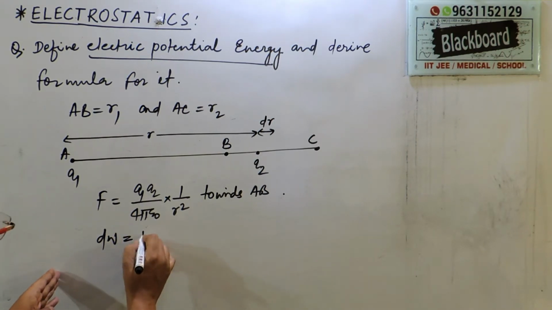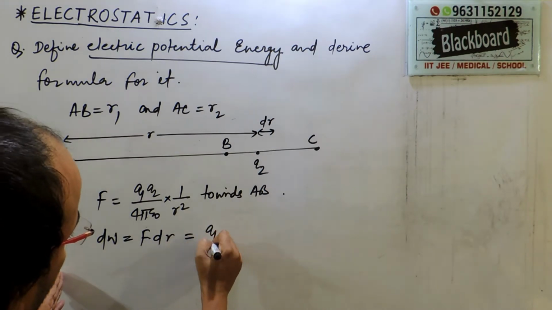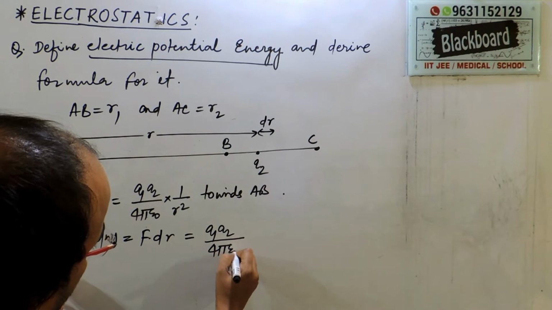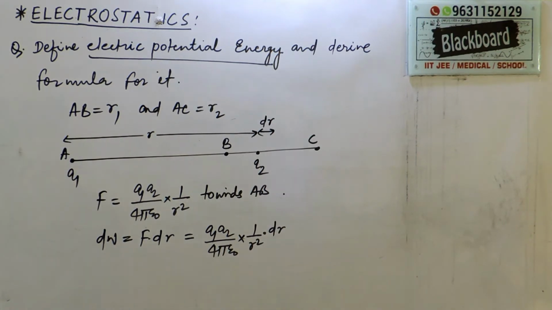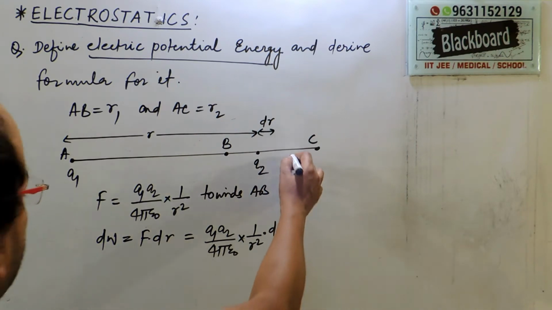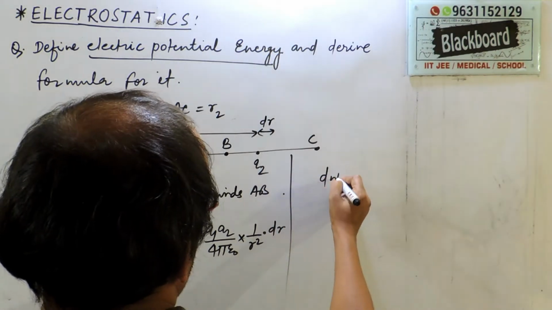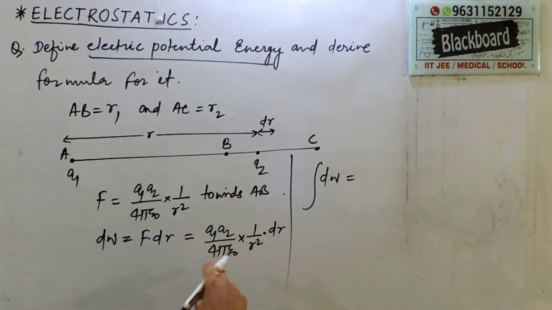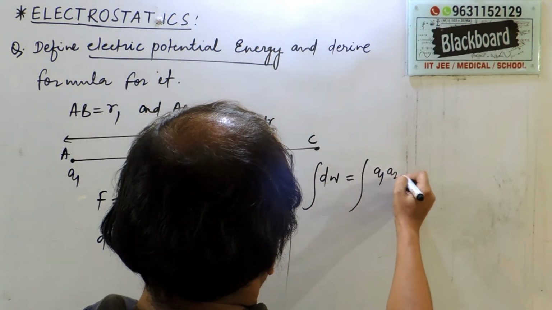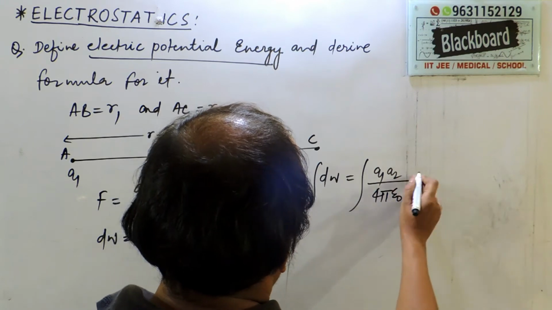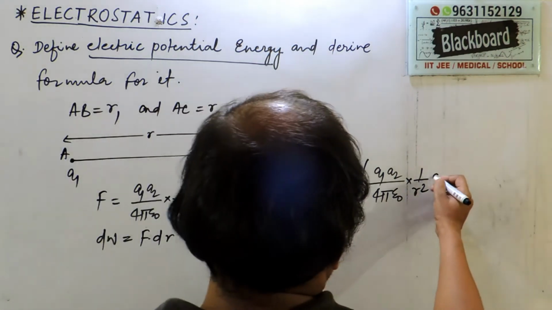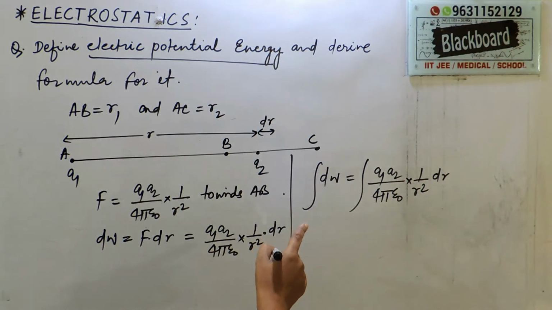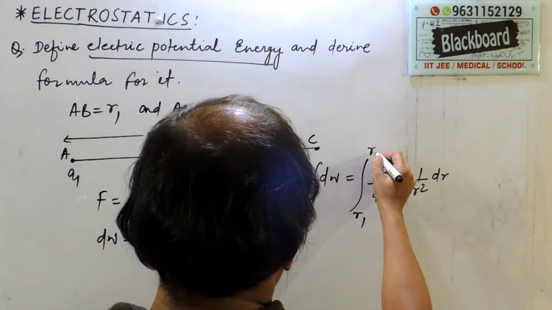The work done by this force in the small displacement dr is dW, and work done equals force into displacement, F dr. That means F is Q1 Q2 by 4 pi epsilon naught into 1 by R square, and this is dr. We can write the total work done as the charge Q2 moves from B to C as the integration of dW, so W equals the integration of Q1 Q2 by 4 pi epsilon naught into 1 by R square along AB, dr, with limits from R1 to R2.